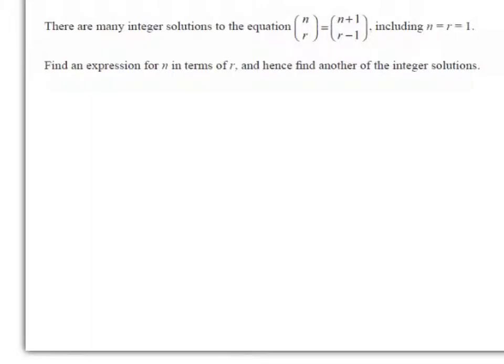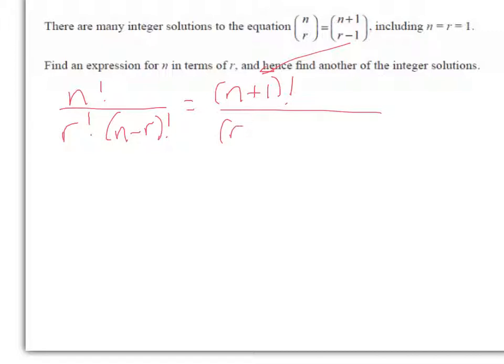So on the left hand side we have n factorial over r factorial times n minus r factorial, which equals, so now I'm doing this side, n plus 1 factorial divided by r minus 1 factorial. Now, be careful here, n plus 1 minus r minus 1 factorial. And that's simply applying the definition of combinations. Make sure that you do have this in brackets so that you remember that it's a minus a negative.